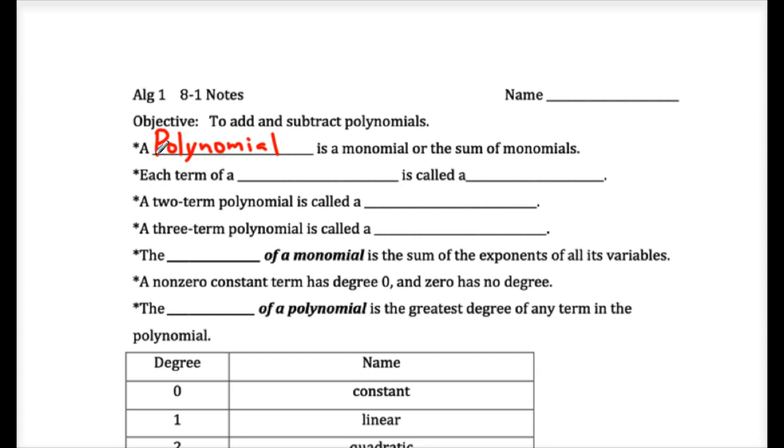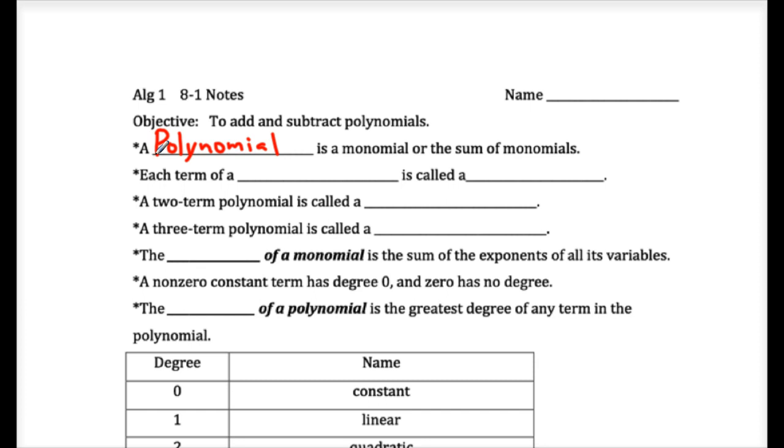Okay? What does the prefix poly mean? More than one, or many. I've heard both definitions. Many or more than one. What does the prefix mono mean? One. So if we have one piece or one term, it's a monomial. If we have more than one term, it's then considered a polynomial.